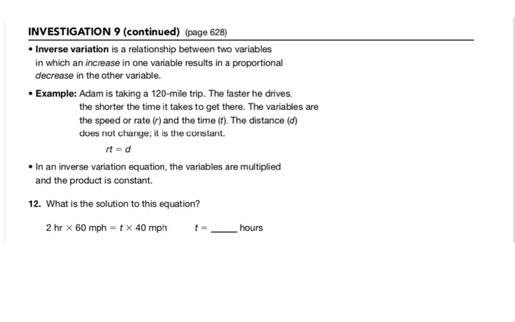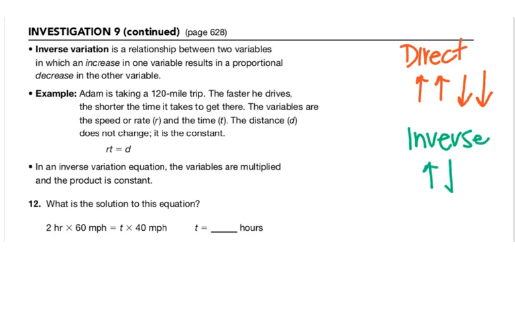So we've talked about direct variations, and now we're going to talk about inverse variations. Okay, this is kind of the opposite. So remember with direct, we had as one increased, the other increased, or as one decreased, the other decreased. Well, with inverse, we're going to see as one increases, the other decreases. And this is an example.